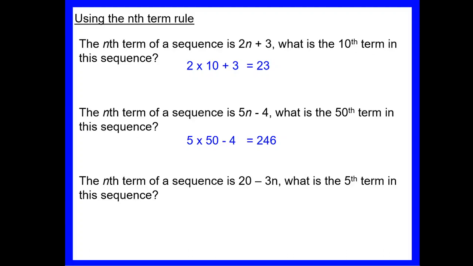One more. This time, the rule is 20 minus 3n, so that's 20 minus 3 times our position number, and we want the 5th term. So we're going to swap n for 5. So we get 20 minus 3 times 5. Now we do need to remember to follow BIDMAS here, as we multiply before we do subtraction. So we do 3 times 5 is 15. 20 minus 15 is 5. So 5 is the 5th term in this sequence.